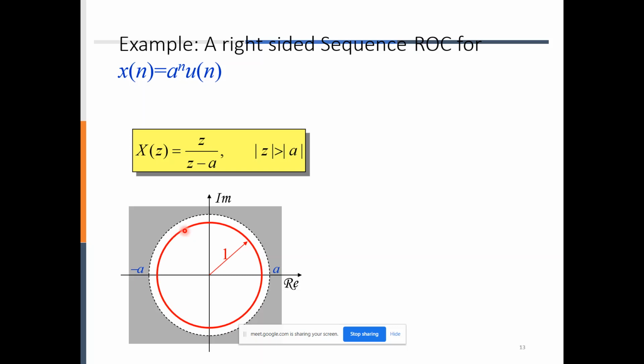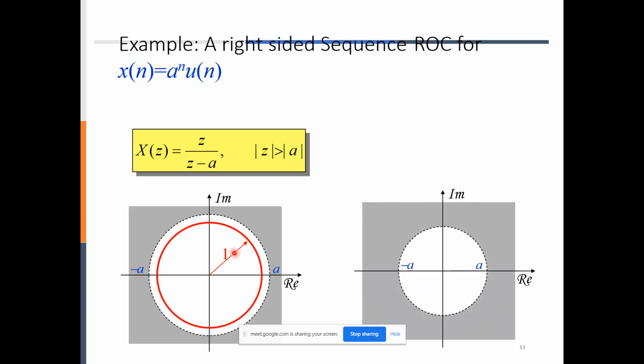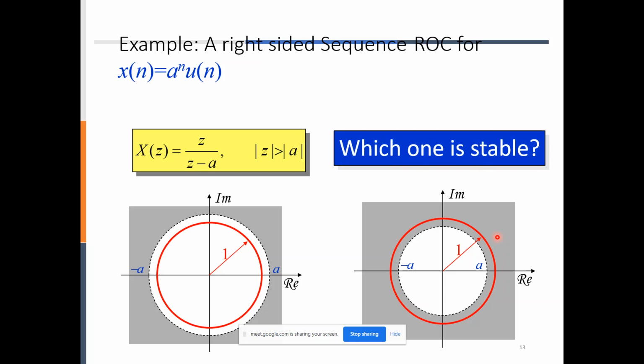And what is the unit circle in this case? The unit circle is below that ROC. And it may also be that if the value of a is less than 1, then the unit circle will be in the ROC. So which one will be stable? As in the previous case, I have told how to get stability. This one is the ROC, and the unit circle lies within the ROC. So the unit circle lies within the ROC. This is stable.